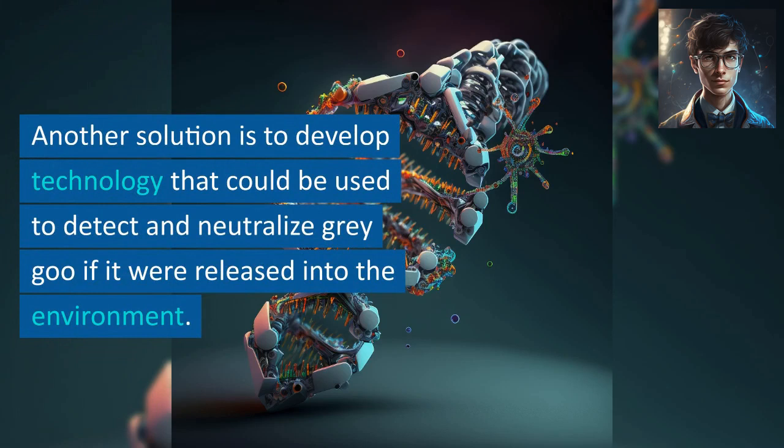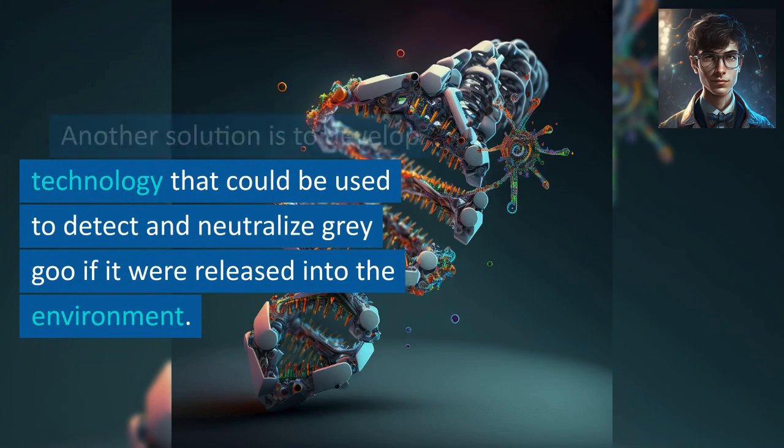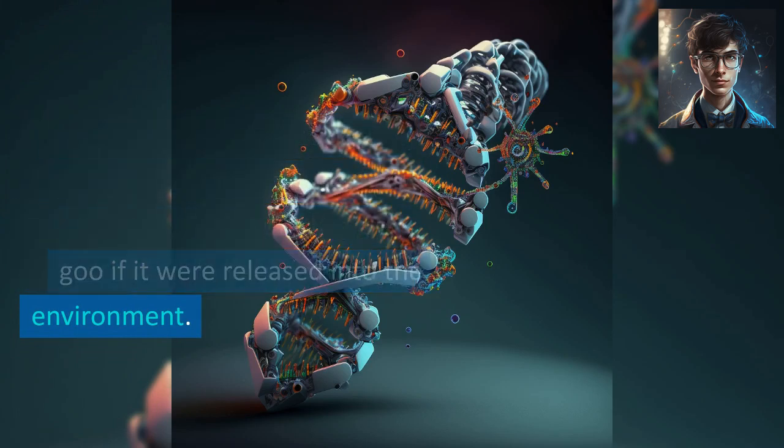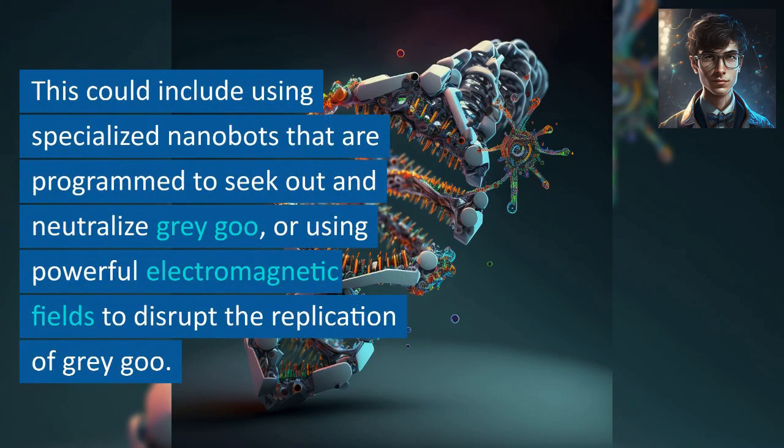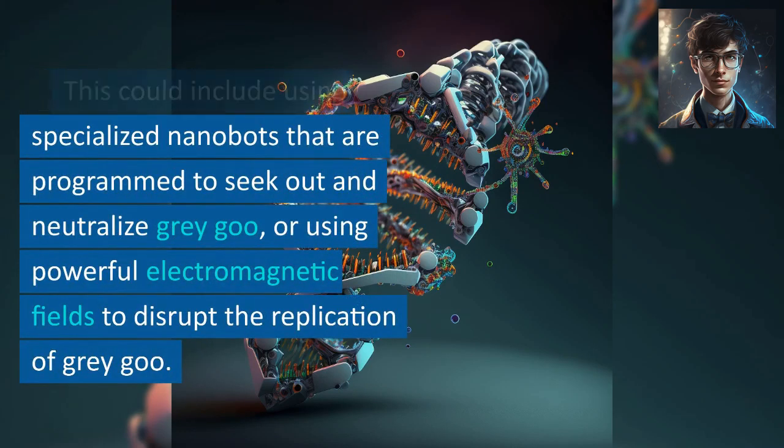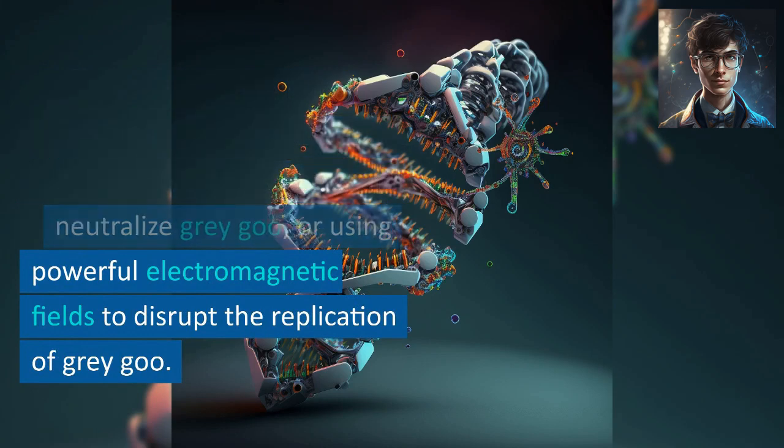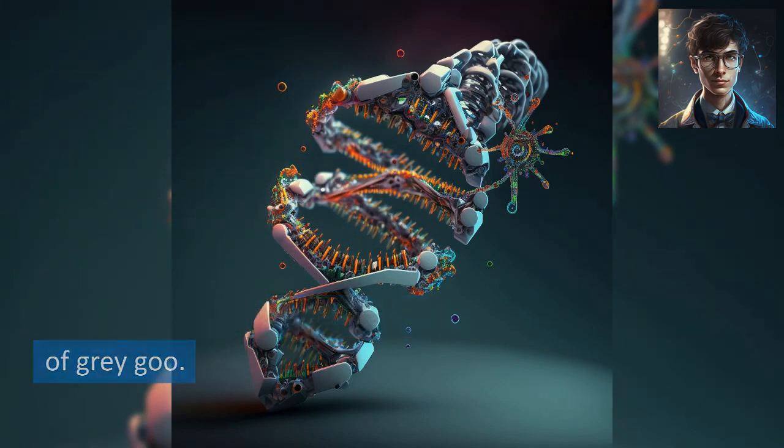Another solution is to develop technology that could be used to detect and neutralize grey goo if it were released into the environment. This could include using specialized nanobots that are programmed to seek out and neutralize grey goo, or using powerful electromagnetic fields to disrupt the replication of grey goo.